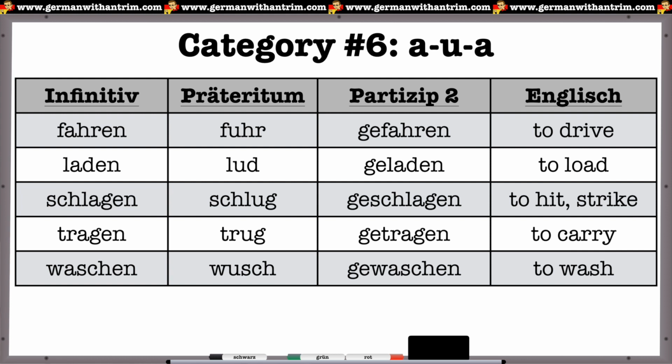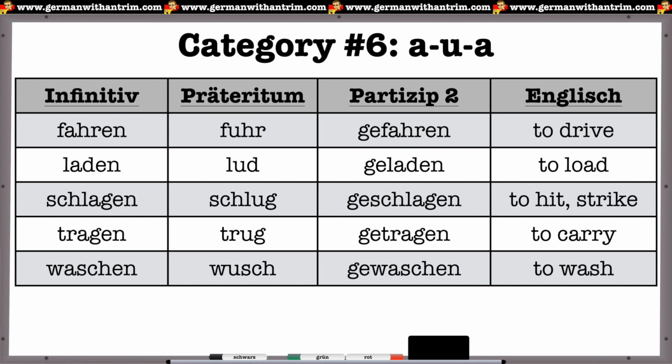Verbs that have an A in the stem follow several patterns. First up is the change from an A to a U in the simple past and back to an A in the perfect. Here are a few examples of that. Fahren, fuhr, gefahren. Laden, lud, geladen. Schlagen, schlug, geschlagen. Tragen, trug, getragen. Waschen, wusch, gewaschen.